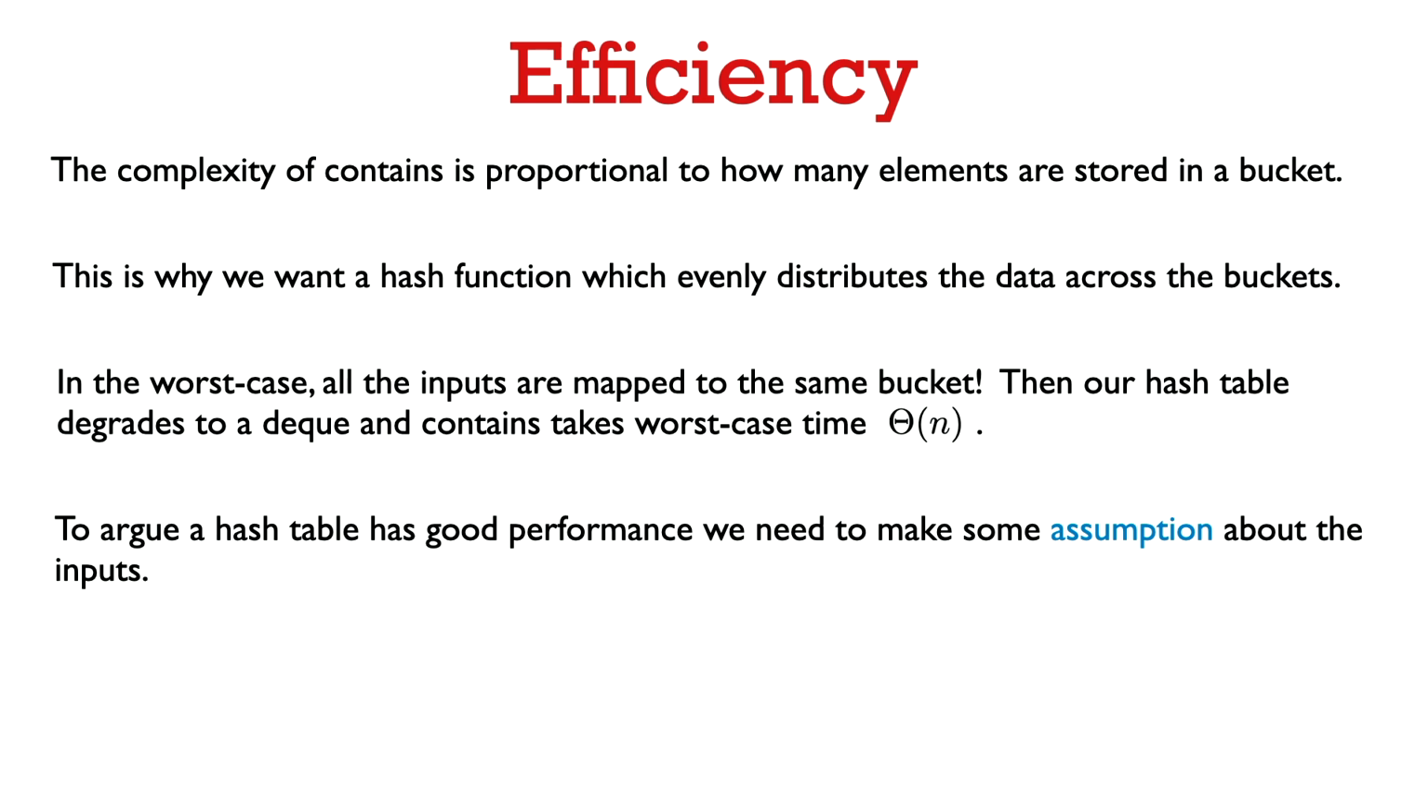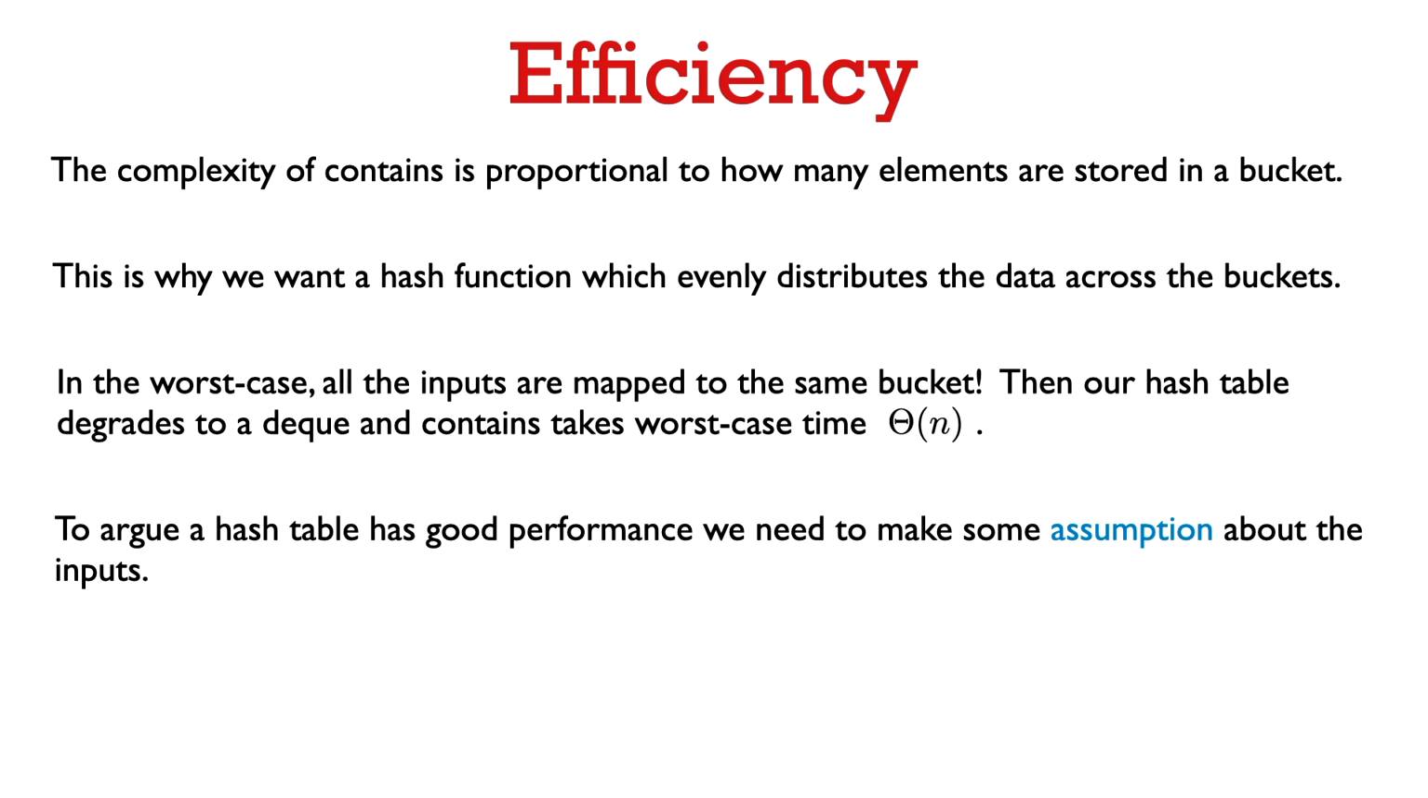So the worst case complexity of the contains function is proportional to the maximum number of elements stored in any one bucket. This is why we want a hash function to evenly distribute the elements across the buckets. But you can see that no matter what hash function we choose, we can always adversarially pick a sequence of inputs which all map to the same bucket under that hash function. Then our hash table just degrades to whatever data structure we are using at each bucket.